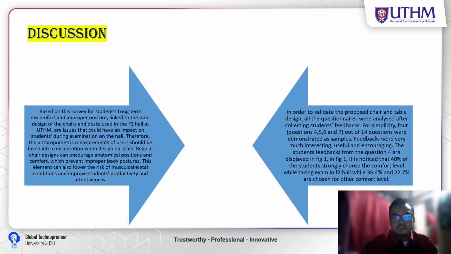For the other points, in order to validate the proposed chair and table design, the questionnaire was analyzed after collecting student feedback. For simplicity, four questions, question 4, 5, 6, and 7 out of 14 questions, are demonstrated as samples. Feedback is very interesting, useful, and encouraging. The students' feedback from question 4 is displayed in figure 1, and notice that about 40% of the students chose the comfort level when taking the exam in F2 hall, while 36.4% and 22.7% chose the other comfort levels.